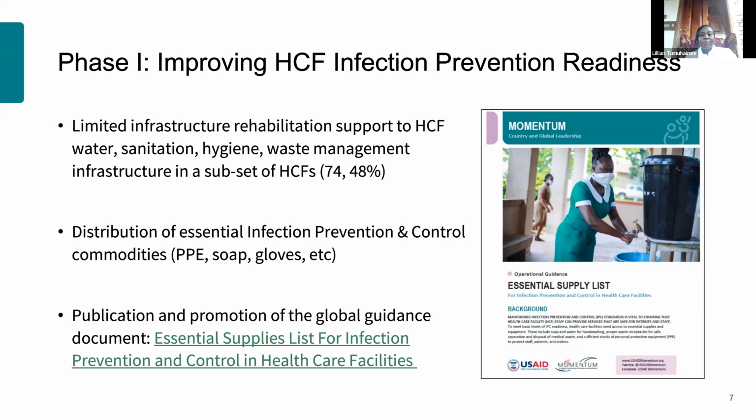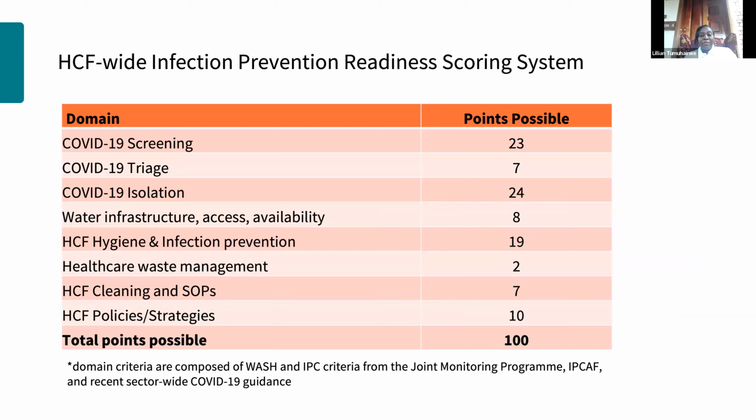Next slide, please. So during the first phase, before we actually did all that, we had readiness scoring systems that we implemented in our facilities across all our countries. And these scoring systems looked at these domains that you look at here, from COVID-19 screening up to healthcare policy and strategies. How ready was the healthcare facility to support the infection prevention and control mechanisms of the healthcare facility were reviewed. And those are the domains we're looking at, depending on the WHO, JMP, and IPCAF, and the recent COVID-19 guidance. So that was the scoring we did, which informed implementation.